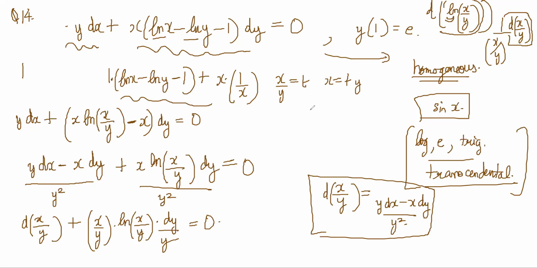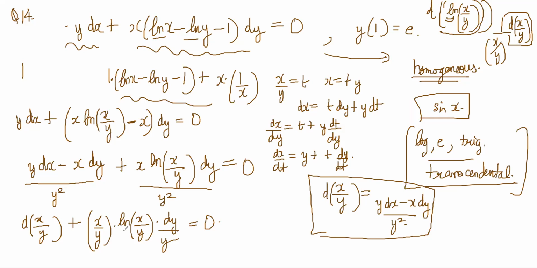I am differentiating now with respect to... basically you can write dx as t dy plus y dt, and we can say dx by dy is equal to t plus y dt by dy, and we could also have done the opposite, dx by dt is equal to y plus t dy by dt, right? So we'll see if it is useful.